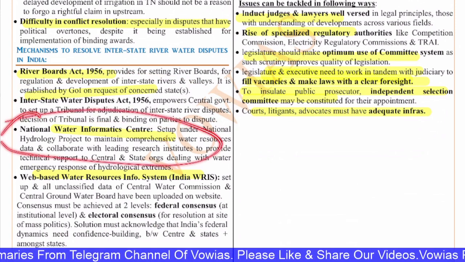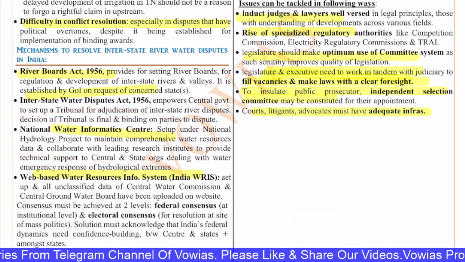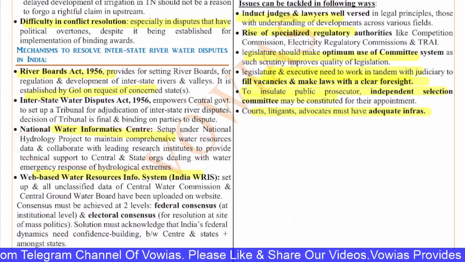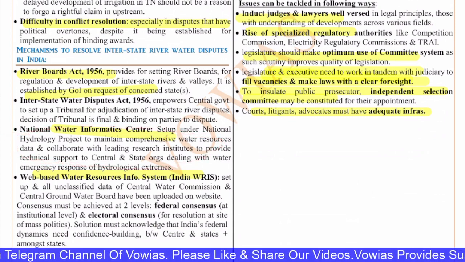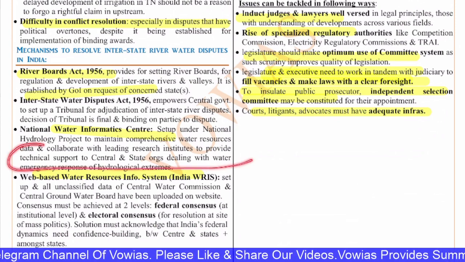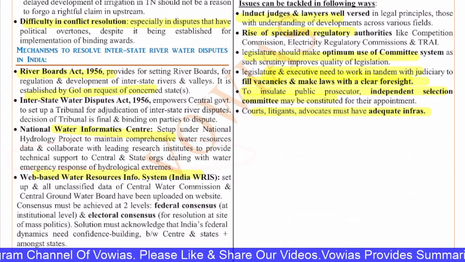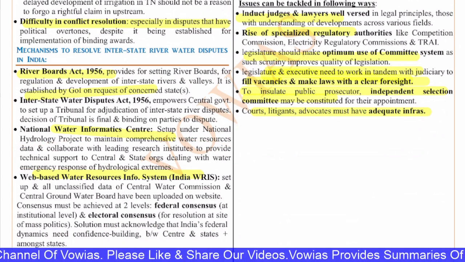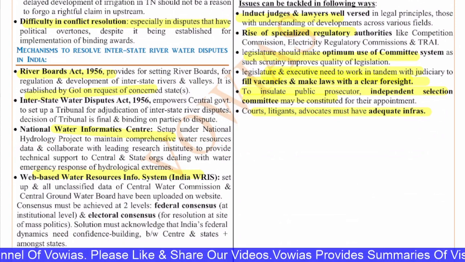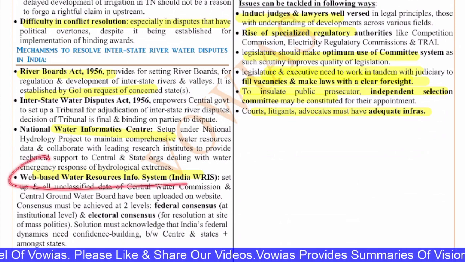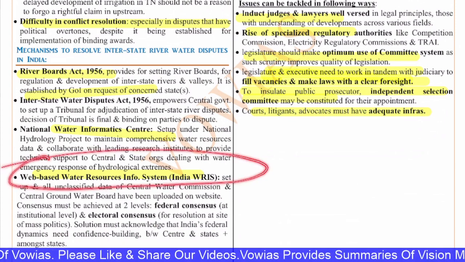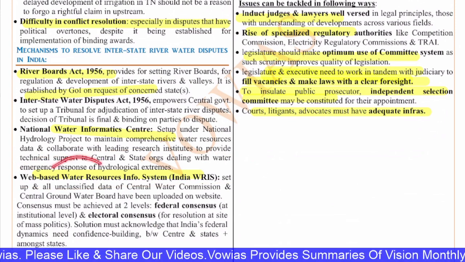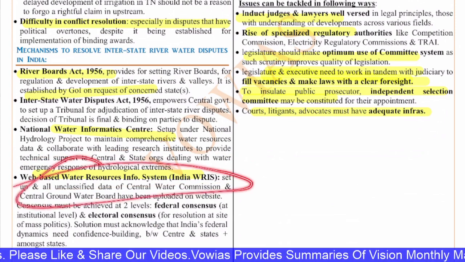Next, the National Water Informatics Center, which is set up under the National Hydrological Project to maintain comprehensive water resource data and collaborate with leading research institutes to provide technical support to the center and state organizations, and this will help them in dealing with water emergency response and also hydrological extremes. And you have the web-based water resource information portal, which is set up, and all classified data of the Water Commission and the Central Groundwater Board have been uploaded on this site.